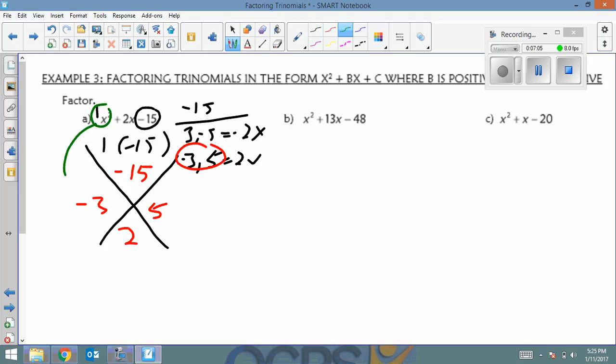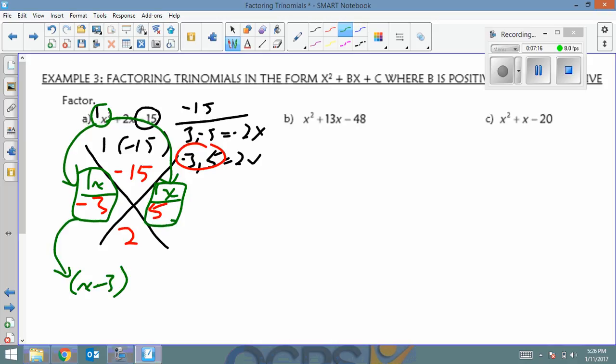Take your 1x again, do it on the top of each of these numerators. And again, they don't reduce, so this becomes x minus 3. And this becomes x plus 5. Okay, let's try the next one.